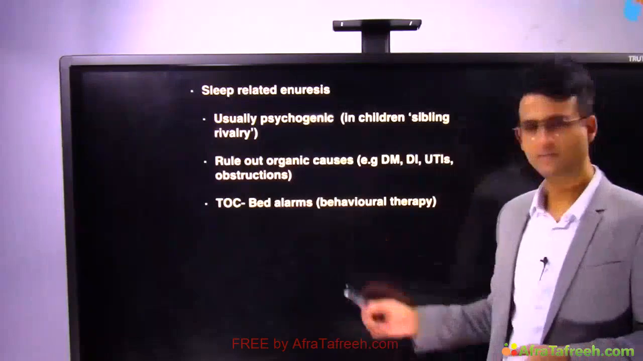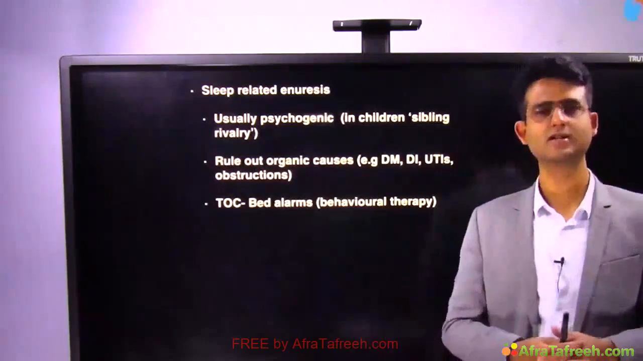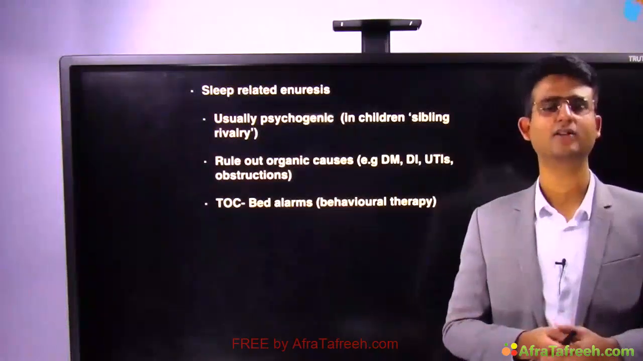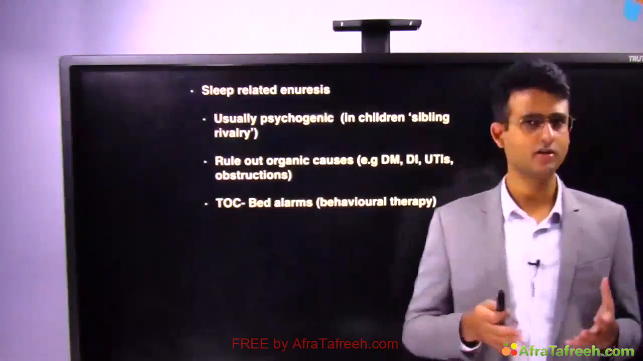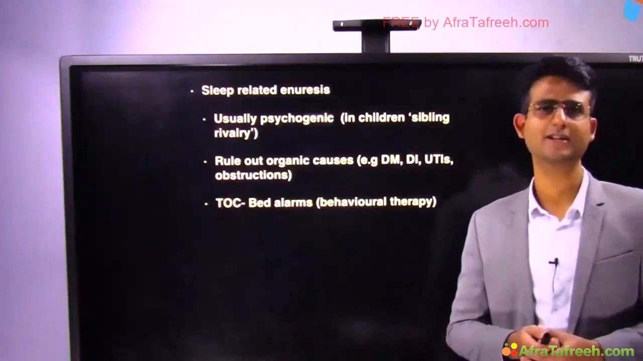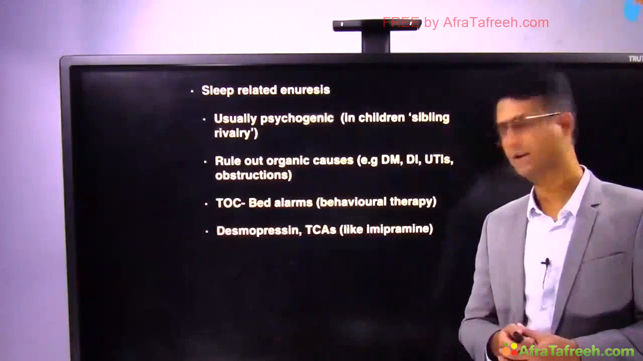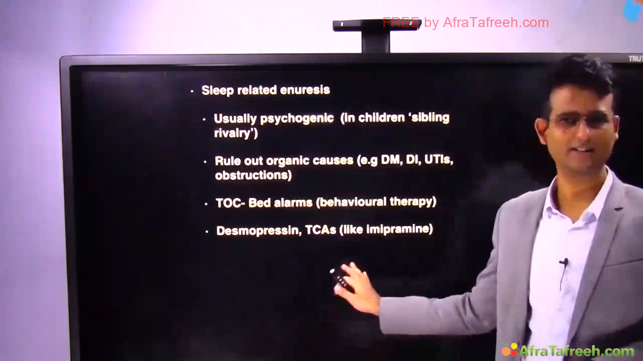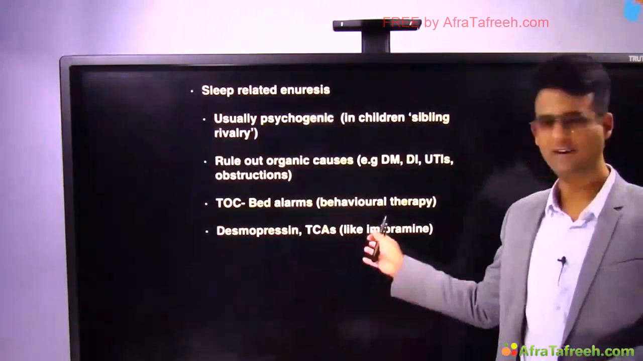You will be able to understand it better when we talk about the last chapter, miscellaneous, and talk about all these experiments in more detail, the classical conditioning and the operant conditioning. If somebody asks you what is the drug of choice, then the answer would be desmopressin, the vasopressin analog. And you can also use TCAs like imipramine, but they are like the third line of treatment because they have a lot of side effects.